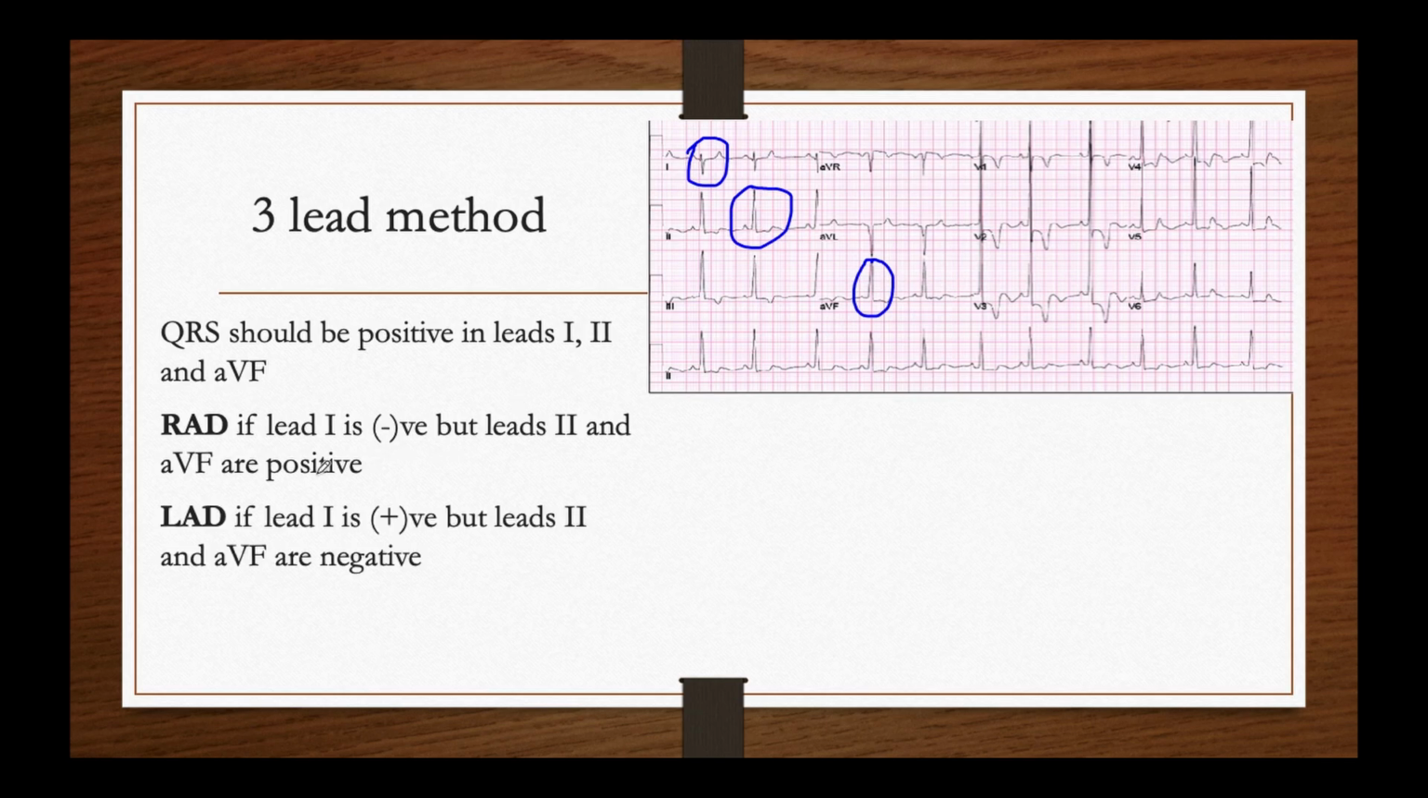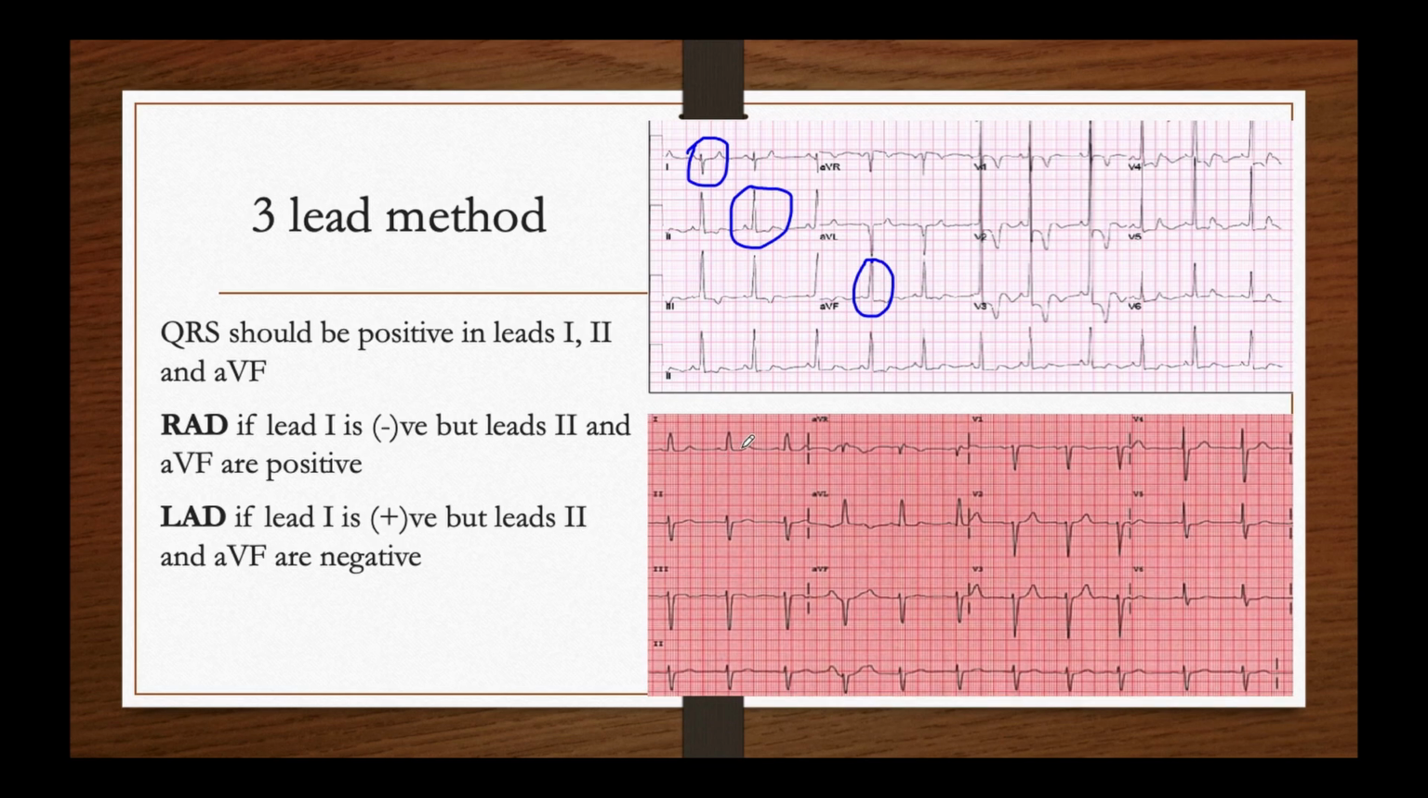Also, in left axis deviation, we are going to find a positive QRS complex in standard lead 1, but we may find a negative QRS complex in standard lead 2 and AVF, as we can see in this diagram. In lead 1, we have a positive QRS complex, but in standard lead 2, we have the QRS complex pointing down the isoelectric line. And so we say this ECG points to a left axis deviation, possibly a left ventricular hypertrophy.